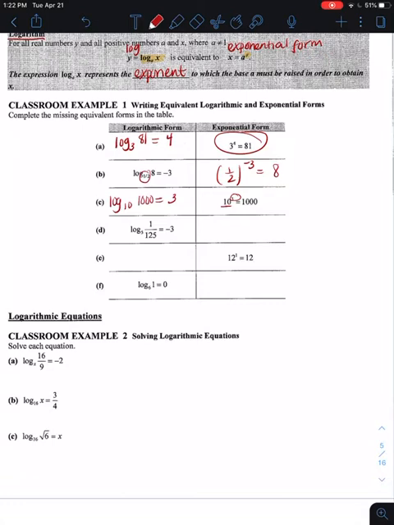Part D, I'm going to go to exponential form. The base of my logarithm is 5. The exponent is -3. So this would be 5 to the -3 power equals 1 over 125.